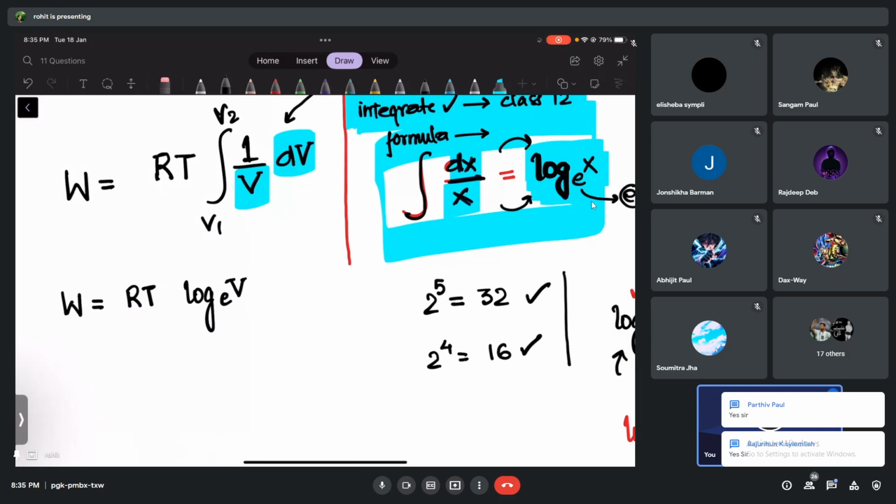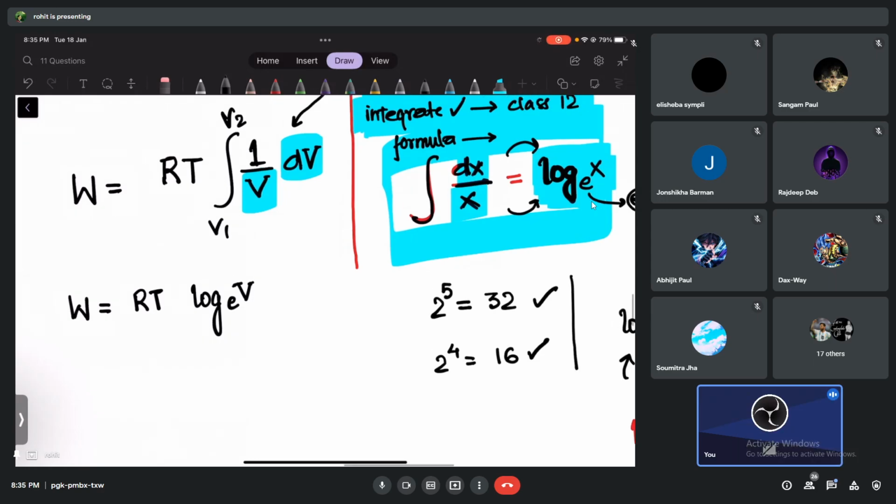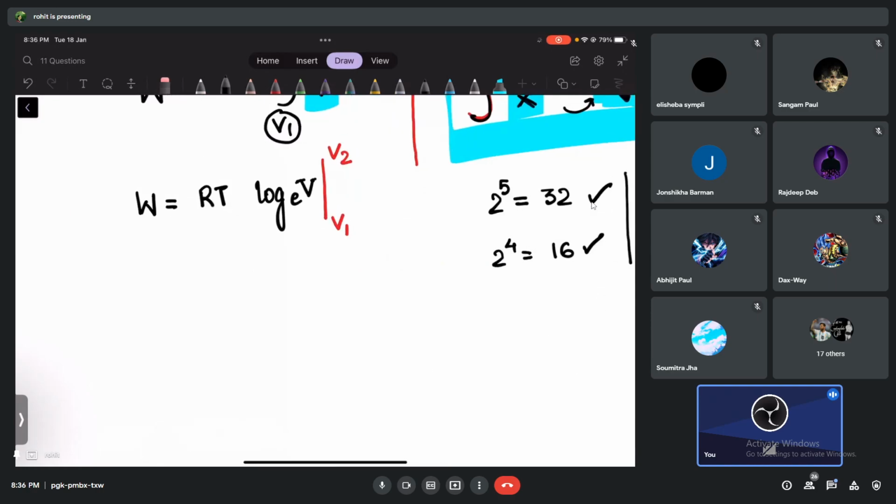Now I have written the integration of dx by x or dv by v, that is log v to the base e, but I also have to write the limits, right? The lower limit and upper limit. And how do we do it after integration? We put a bar like this, and I must write the lower limit and the upper limit. Now I'm going to put the upper limit first and then the lower limit in place of v, because these are the values of volume.